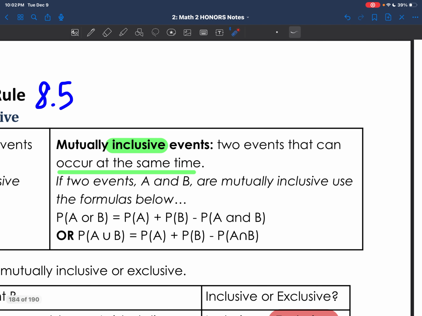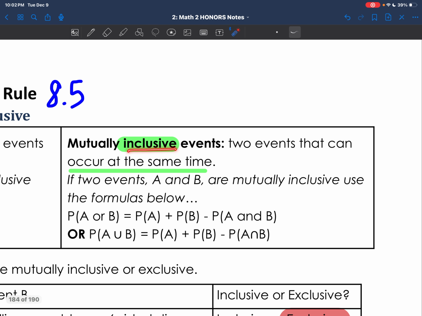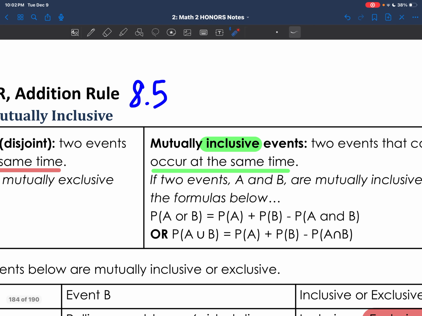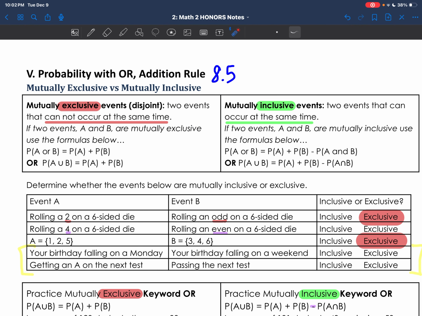Another thing you're going to see is mutually inclusive events. So just like how you include something, it's two events that can occur at the same time. So it can be both at the same time. So if you were to have mutually inclusive, the formula would be, if it's A or B, you would take the probability of A, you add it to the probability of B. So far, it's just like what we had with exclusive.